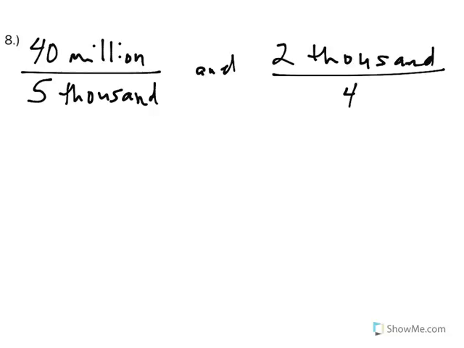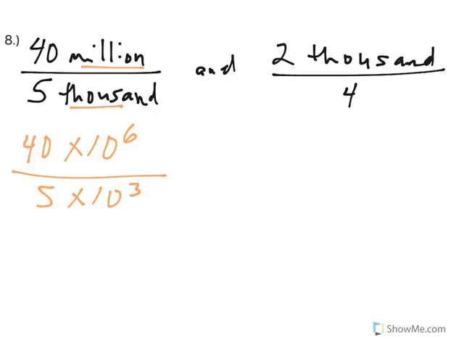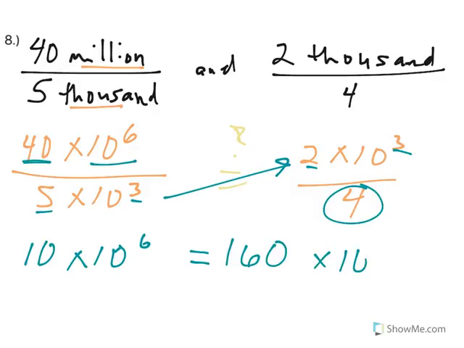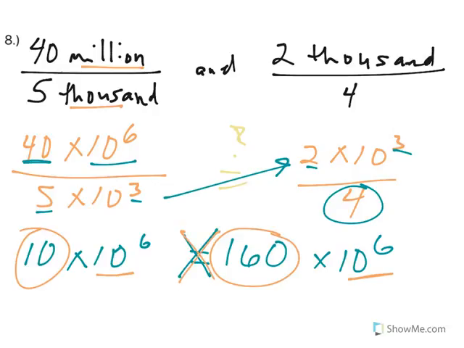Okay, now on this one, before I really get started, I'm going to just rewrite it a little bit. So when I see million, million makes me think 10 to the 6th. 1,000 makes me think 3. 2,000, 10 to the 3rd, and 4. So now I can say, okay, do these work? Are these the same? So when I cross multiply, 2 times 5 is 10, times 10 to the 3 plus 3 is 6. The other direction, 4 gets multiplied by 40, that's 160, and then I just have times 10 to the 6th. Well, the 10 to the 6th is the same, but 160 is not the same as 10, so no, these pieces are not proportional.